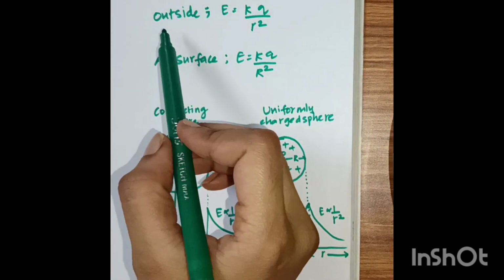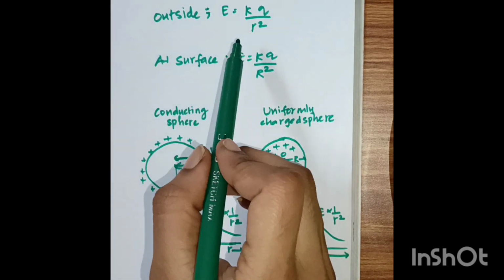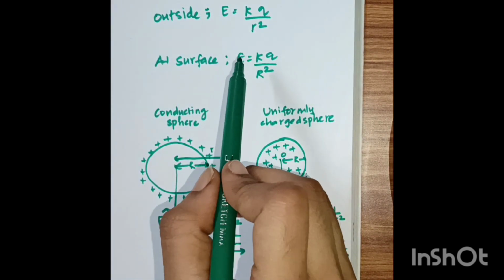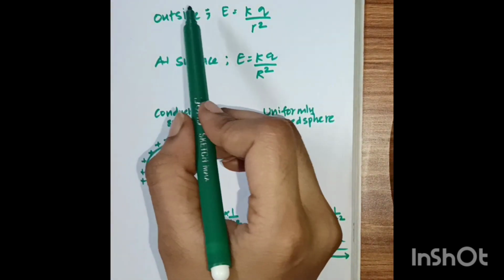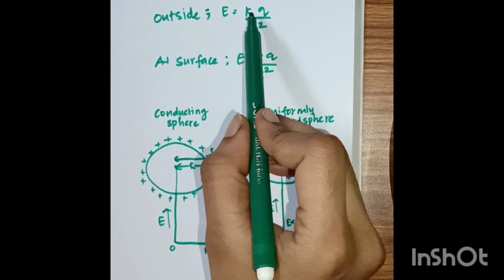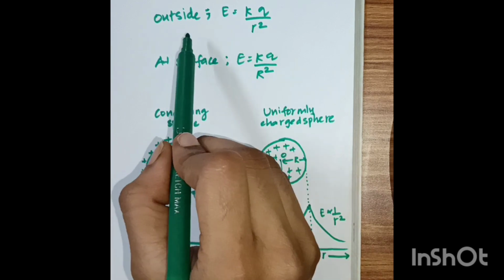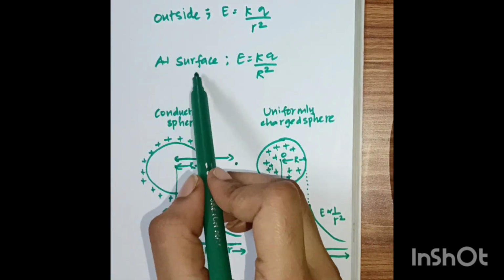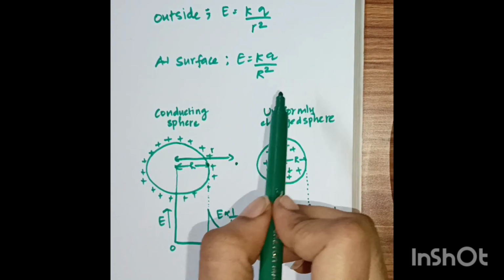So for the point outside and at the surface, the case is similar to that of a conducting spherical shell. There is no change in the formula, or in the method of finding them. So for the outside, it is E equals KQ by small r square, where r is the distance of the point from the center of the sphere. And at the surface, small r will be equal to capital R, so E equals KQ by capital R square.